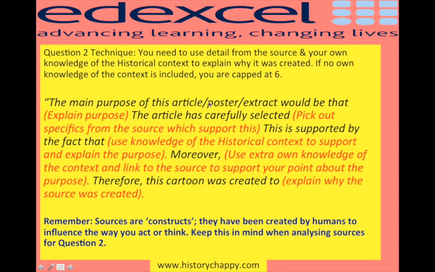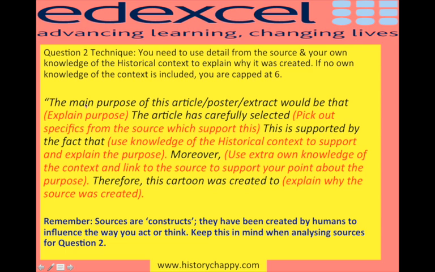So let's have a look. As we said here, you need to use detail from the source and your own knowledge of the context of the time, the place, what was happening in and around that time, as to why it was created. If you don't use that, obviously you're capped at 6. So the key thing to remember here is that every source in history is a man-made creation. It has been created for a specific purpose, to make you think in a certain way, to make you do something. So if you remember that, then all sources must have been created for a purpose, for a point. So if you get your head around that, you'll be absolutely fine.